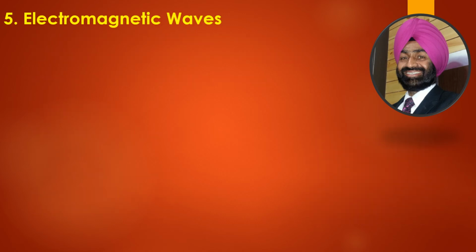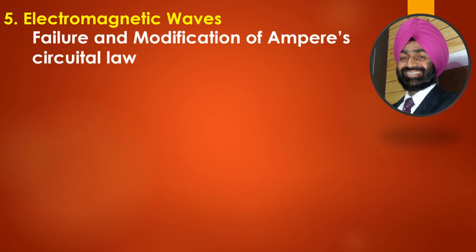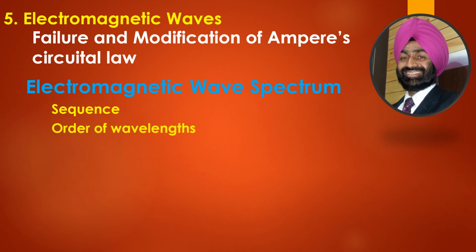Okay, next is electromagnetic waves. So again very simple chapter. So first is failure of Ampere's circuital law and how was it modified by Maxwell. So this is there could be a short question of 2 marks. And electromagnetic spectrum, that is a sequence of all the waves in the electromagnetic spectrum. Which one is highest in frequency, lowest in frequency. So you must learn the order of their wavelength at least. So it has to be prepared one day before the exam so that you are able to retain it.